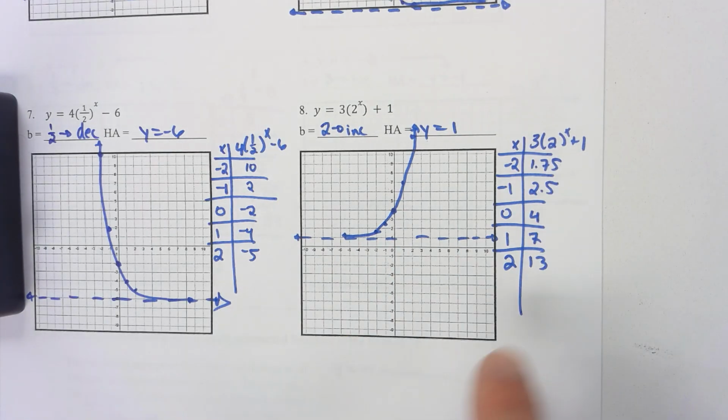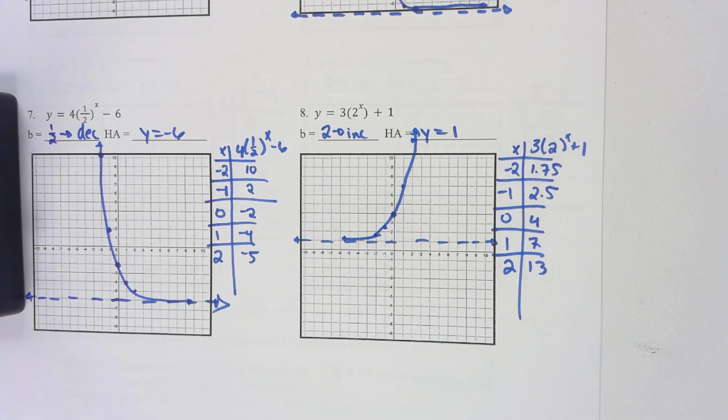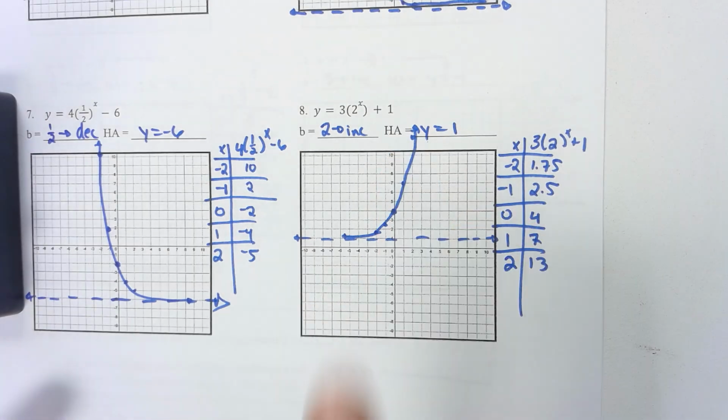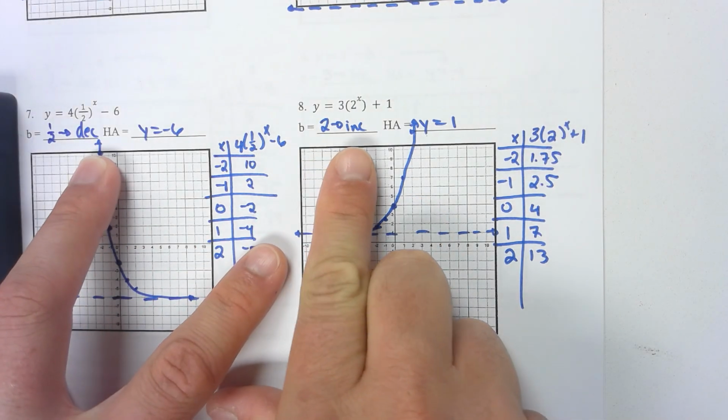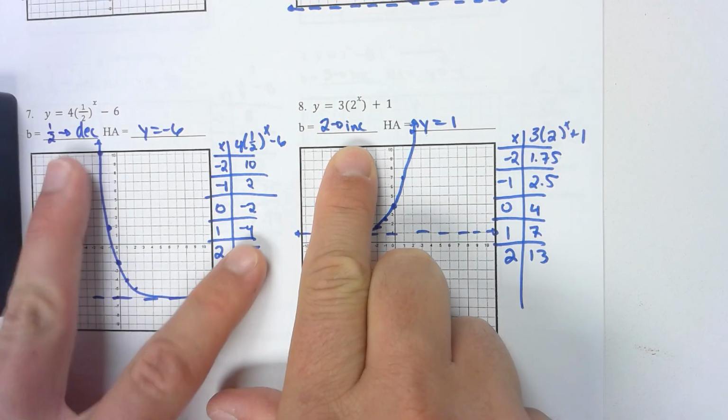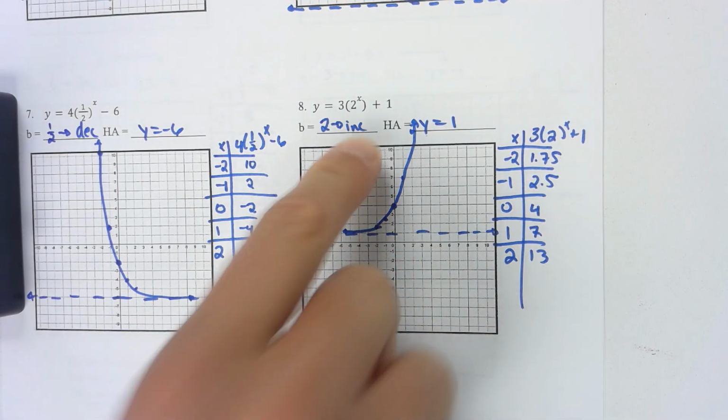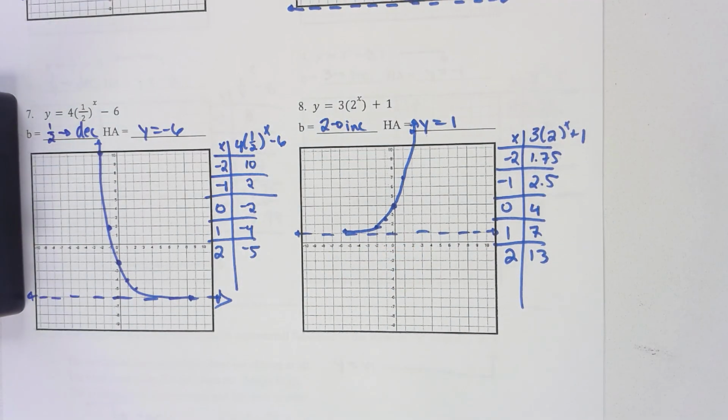Number 8, y values are 1.75, 2.5, 4, 7, and 13. Okay, if you don't want to graph the 13 because it's a little bit too far off the graph, that's fine. Again, I just kind of estimate where it should be. Does not need to be perfect, though. Right? And then the other things, 8 is increasing because the base is greater than 1. 7 is decreasing because the base is between 0 and 1.